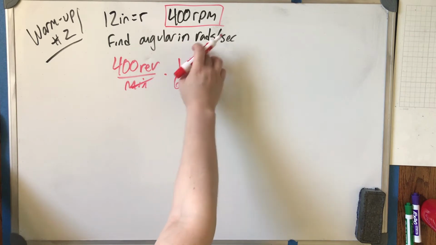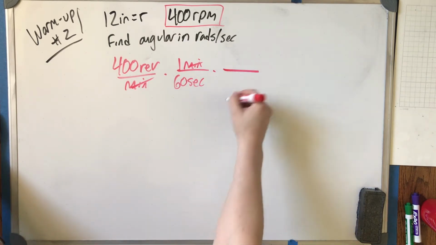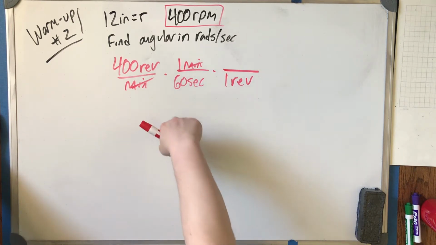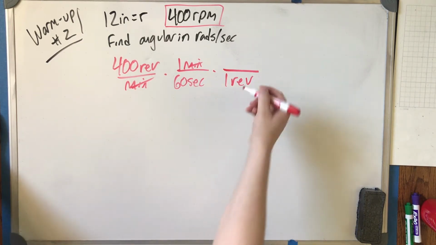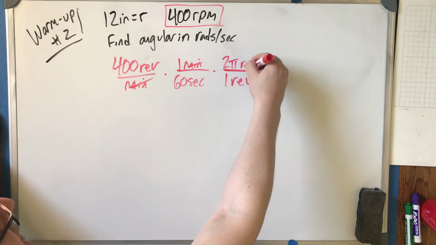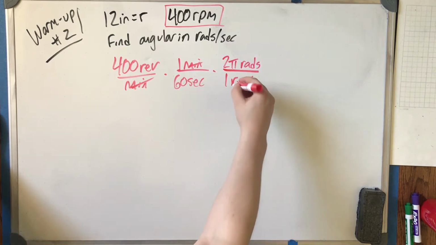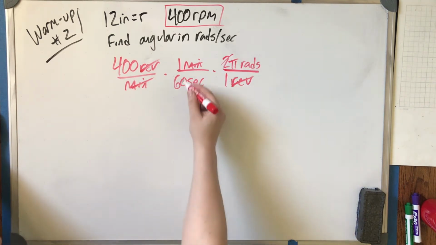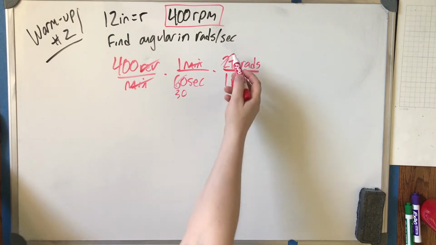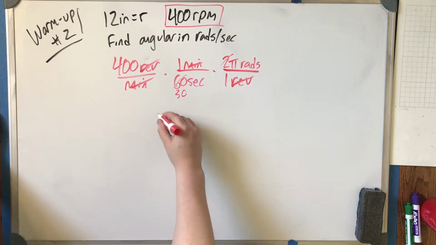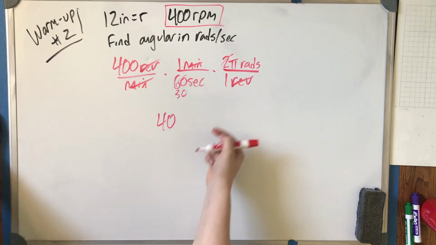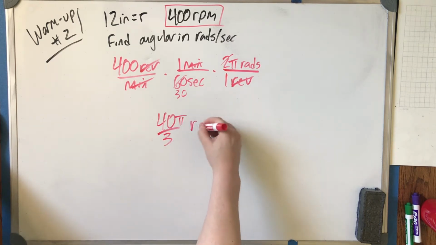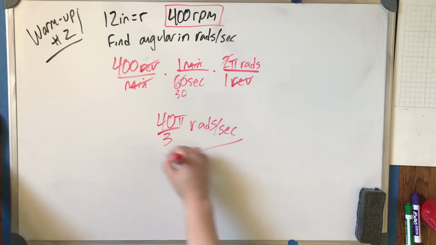Next, I need to turn revolutions into radians. So I need to try to figure out a nice conversion between revolutions and radians. So in one complete revolution, there are 2 pi radians, 360 degrees. So that will cancel out those. Now I just need to simplify. So I'm doing this without a calculator real quick. So I'll have 400 pi over 30, which reduces to 40 pi over 3 radians per second. Ta-da!